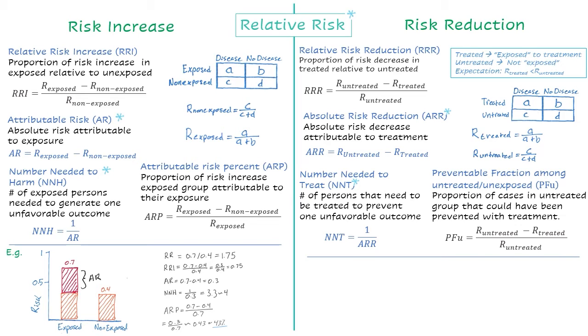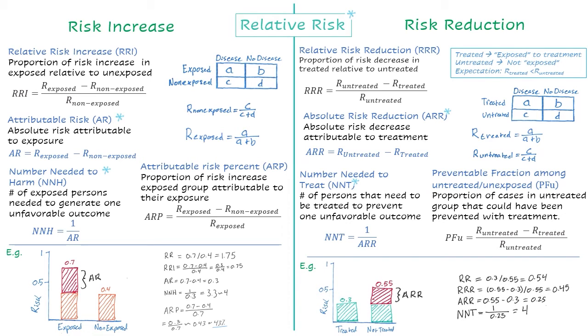Now at this point, you may have noticed that the equation looks pretty darn similar to the one for relative risk reduction, and that's because they're the same equation. Relative risk reduction is numerically equal to the preventable fraction among the unexposed. But they are not the same thing. Relative risk reduction is the proportion of risk decrease attributable to treatment, while preventable fraction among unexposed represents the proportion of cases or events in the untreated or non-exposed group that could have been prevented with treatment. The difference is purely semantic, since we define risk and cumulative incidence in the same way.